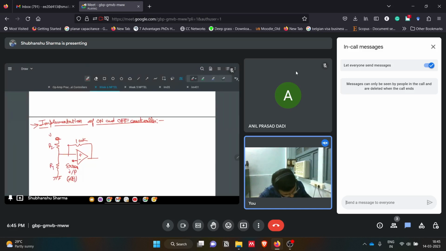We were giving some supply here, V plus we can say, and some I1 current is flowing here, I2 is flowing here, and then some I3 is flowing here in this case. We are having output. The output will be either positive or negative saturation, since this is a positive feedback circuit. And this output is the input to the heating plant.